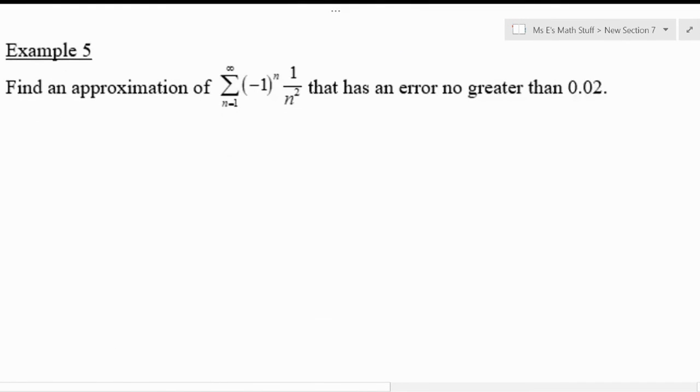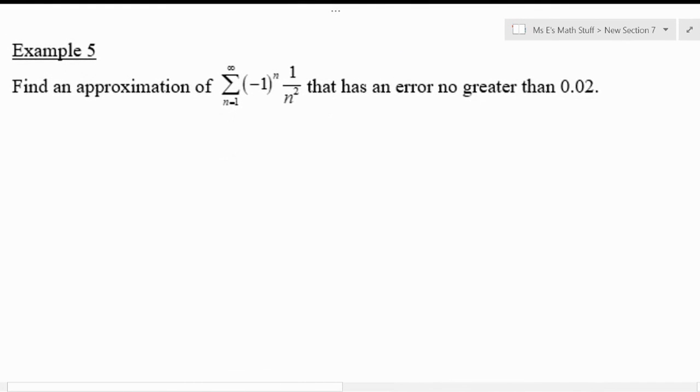There you go. Okay. Let's have you see if you can apply the same concept here. For example 5, you're supposed to find an approximation of the sum as n goes from 1 to infinity of -1 to the n over n squared that has an error no greater than 0.02. See how it goes.